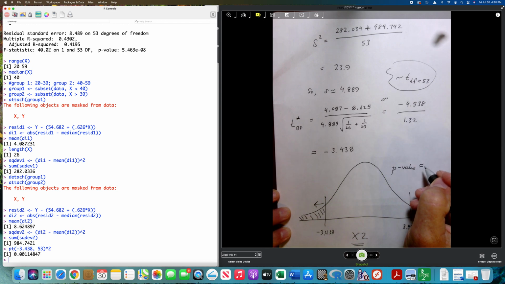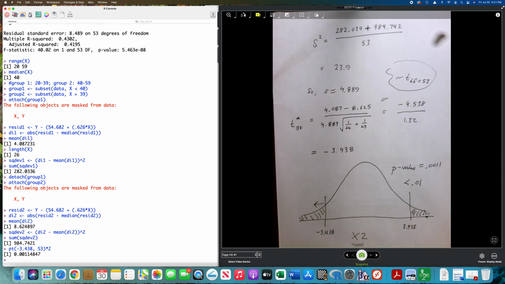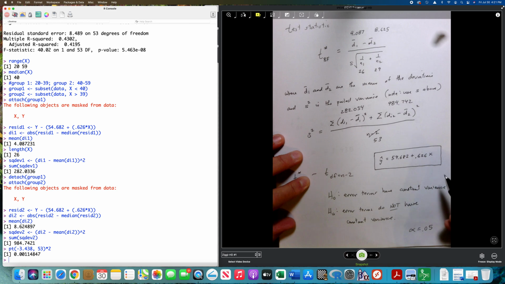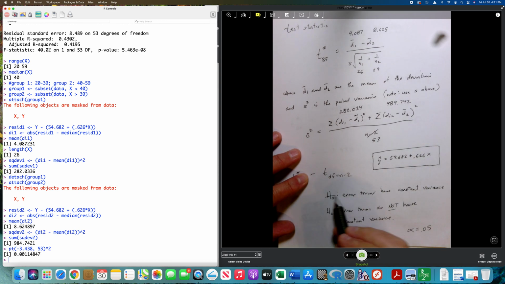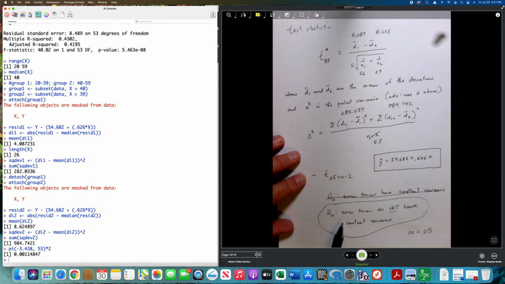So we get a p-value very close to 0.0011, which says we have a level of statistical significance at the 0.01 level. So looking back at the null and alternative hypotheses, we would reject the null. Hate to get all dramatic here and draw a line through it, but that's what we would do, and conclude that the sample data leads us to believe that the error terms do not have constant variance.